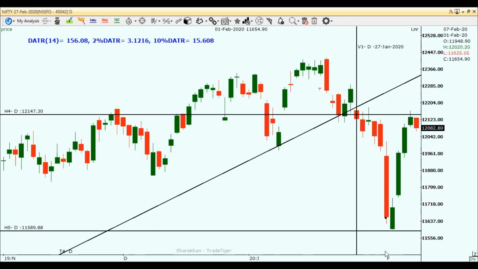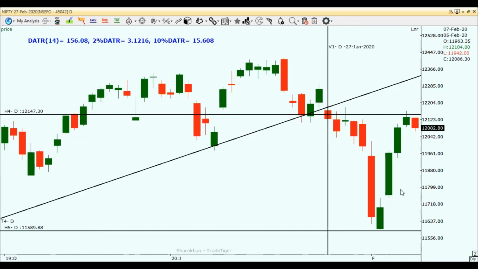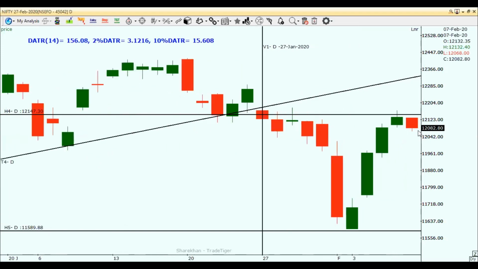The recovery was so rapid and started moving up, and this recovery was halted exactly where it broke this uptrend line. So exactly where it broke the uptrend line, the up move was halted, and today it made a small attempt of reverse. We'll have to look for the confirmation. So this is the view of the daily chart.